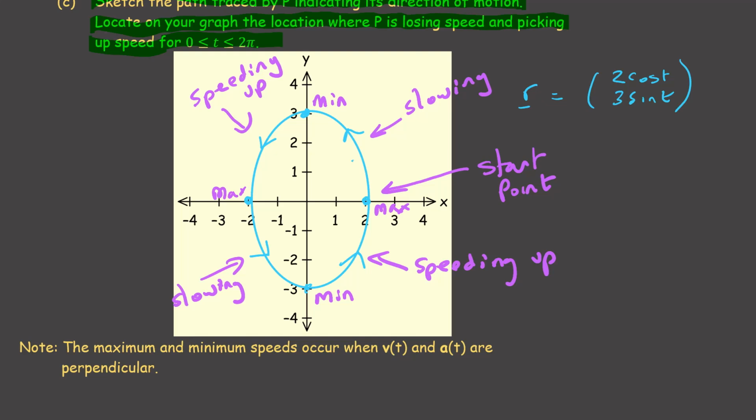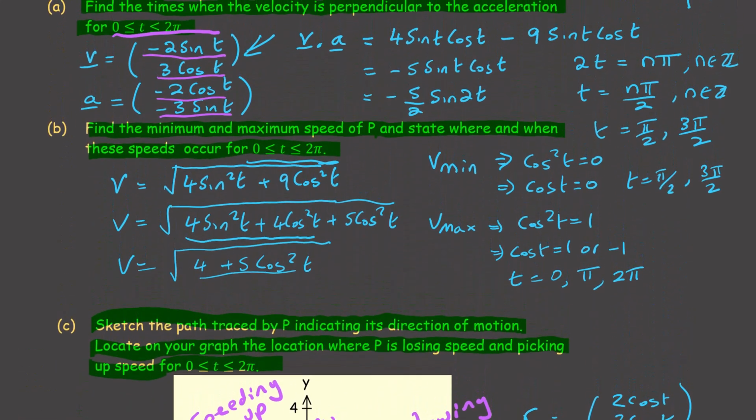Note, and you can refer back to earlier, the maximum and minimum speeds occur when v of t and a of t are perpendicular. In other words, where v dot a is equal to 0. In fact, we could just go and have a look. So we found those times, and then for v min we found exactly the same times.